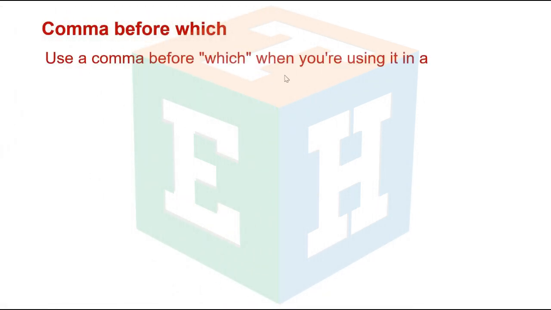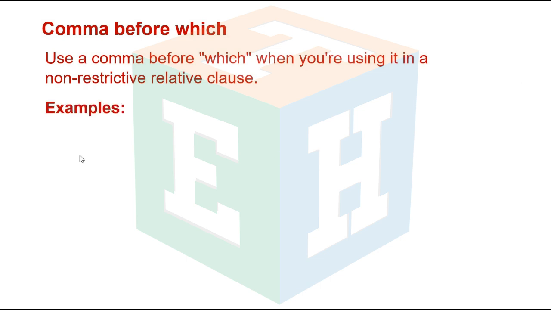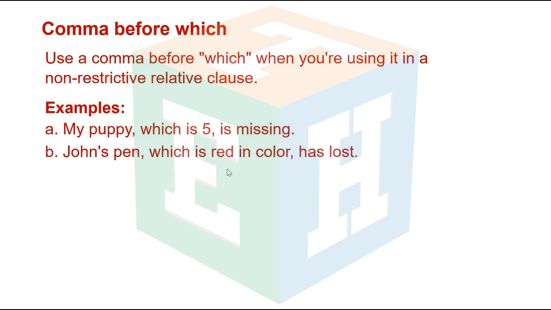Use a comma before which when you're using it in a non-restrictive relative clause. Examples. A, my puppy, which is 5, is missing. B, John's pen, which is red in color, has been lost.